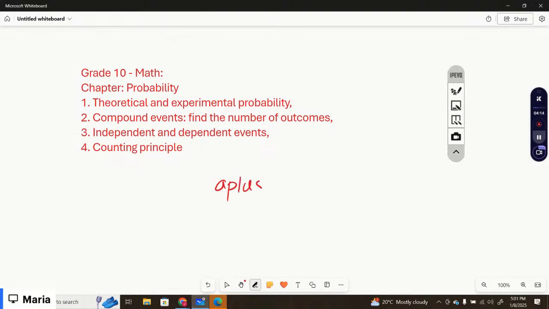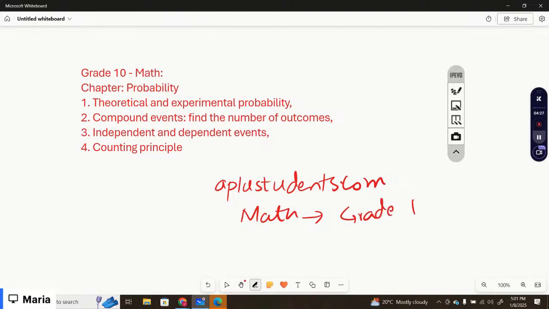You have to log in there using your email address and password as provided by the administrator. Then you have to select math from the subject tab. Scroll down to grade 10 math and then click on view all lessons. There you can find a list of the chapters. We're going to start with the chapter probability.